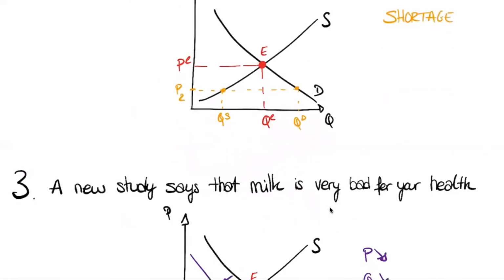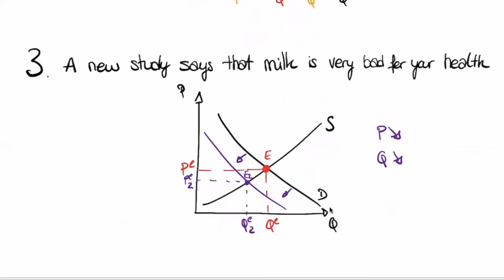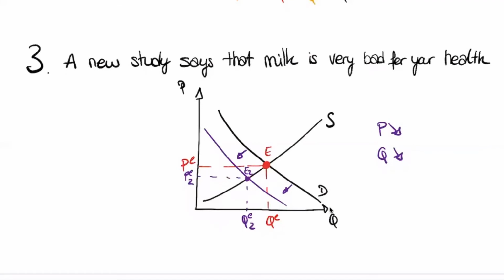All right, next one. A new study says that milk is very bad for your health. This is a shock to the demand, and it's a negative shock, so it is decreasing the demand, shifting it to the left. Our new equilibrium is here. We see that the price decreases and the quantity decreases too. Remember that preferences or tastes, or even expectations, are a shifter of demand. In this case, your preferences are influenced by, of course, whether it is good or bad for your health.